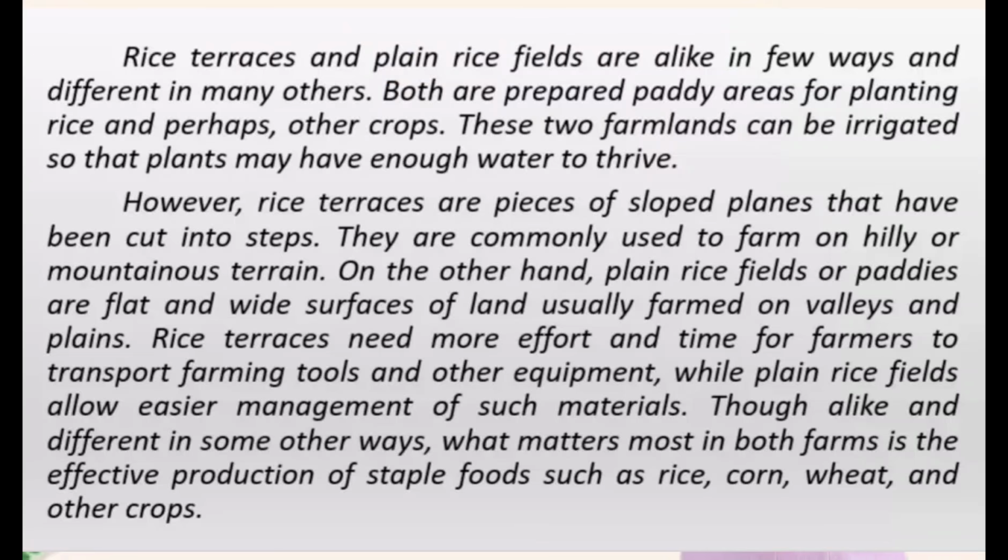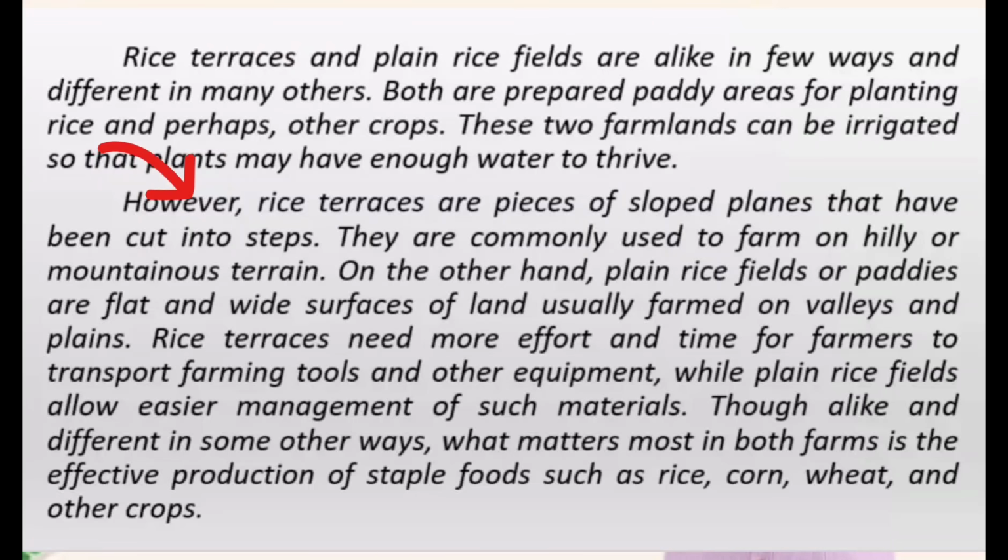The next sentence shows the similarity. These two farmlands can be irrigated so that plants may have enough water to thrive. The next paragraph deals with the differences between rice terraces and plain rice fields. It begins with a single word, however, to show that the following statements are in contrast to the first paragraph.